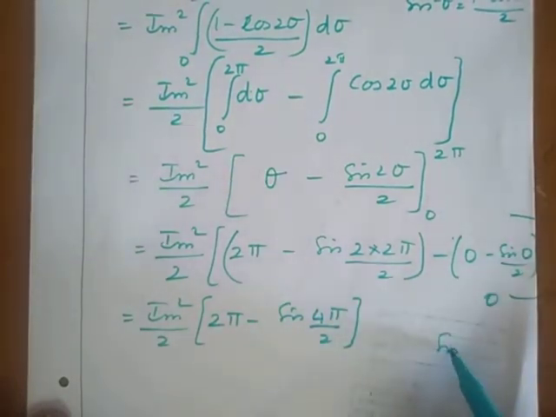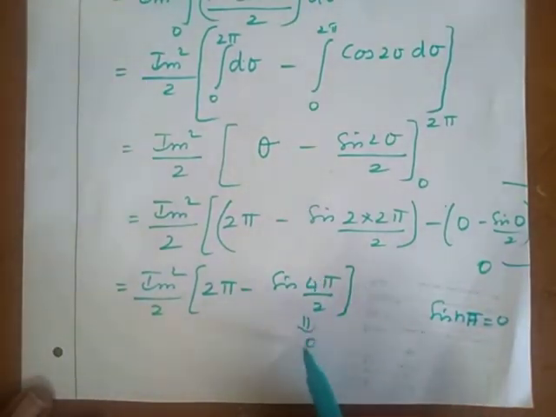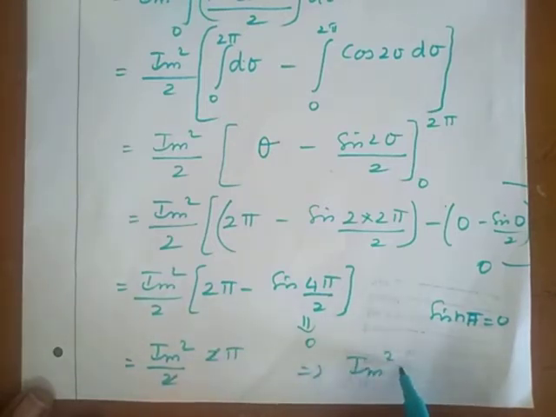We know sin n pi is equal to 0, so this value also is 0, then we get the area of one cycle of the square wave. Then Im square by 2 into 2 pi, the 2 is going to cancel, and we get Im square into pi. This is the area of one cycle of the square wave.